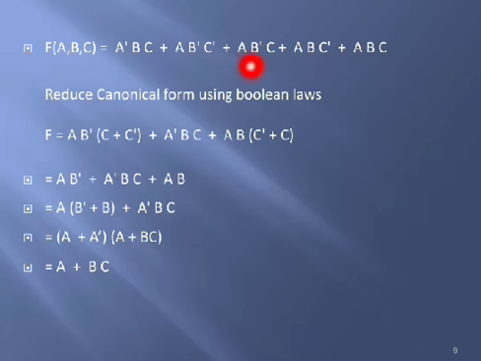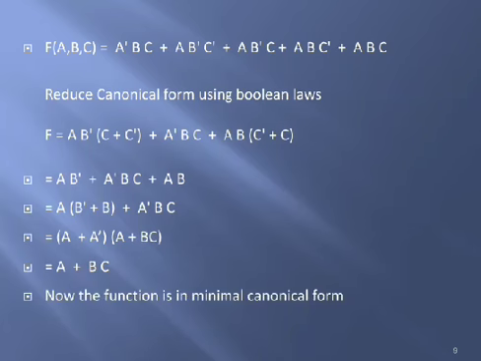A bar BC plus A B bar C bar plus A B bar C plus A B C bar plus A B C is reduced to A plus BC. So this is the minimization of the given sum of product form, and hence you can realize this minimization with the help of simple logic gates. Okay, we will see the implementation of this function by using logic gates. Now the function is in minimal form, with less number of literals.